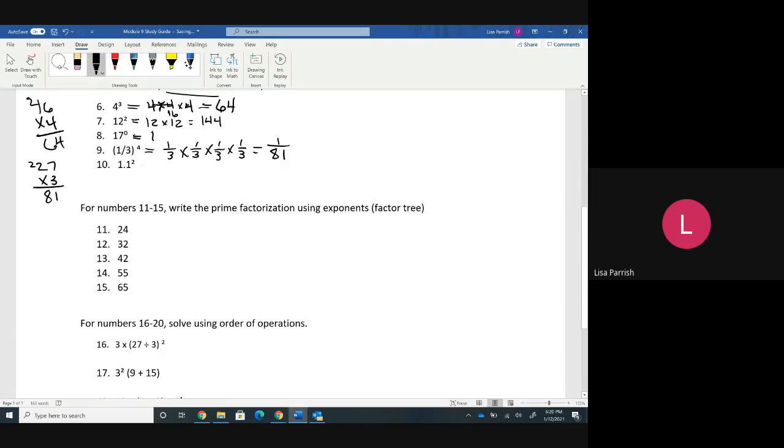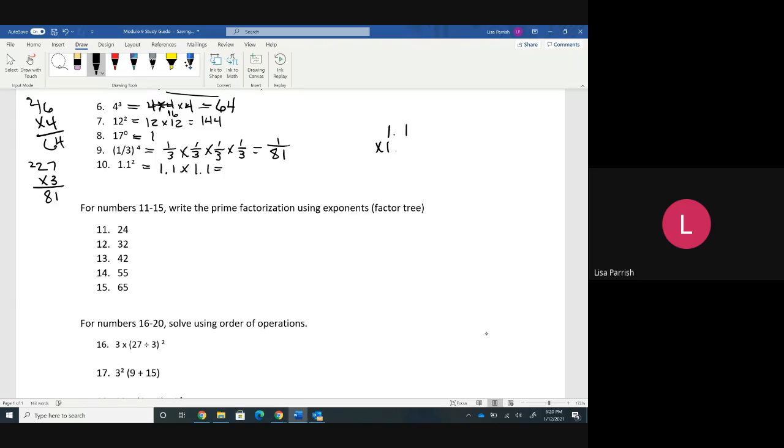Same thing with the decimal. You're still going to write it in expanded form. We have 1.1 to the 2nd power. So that means 1.1 times 1.1. Write out that expanded form. Remember, like I said, that is going to be expected on this section. Okay, you can multiply this out.